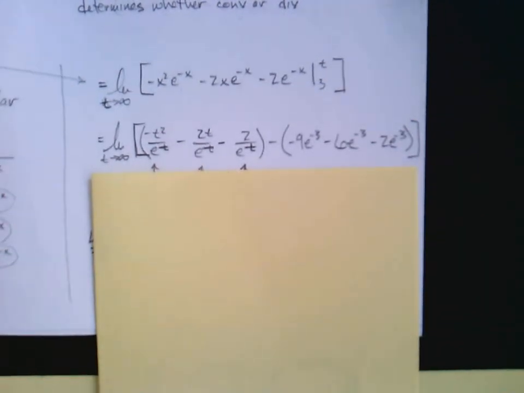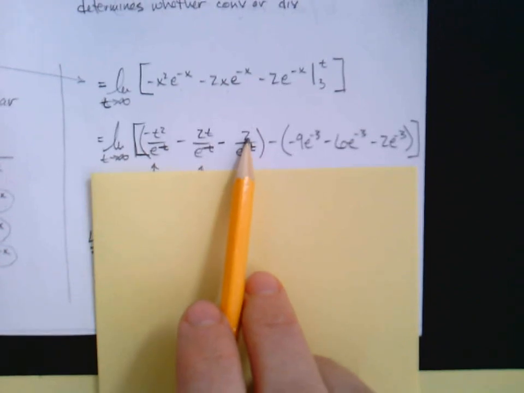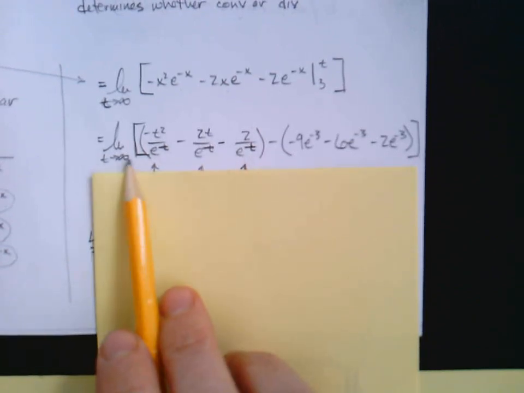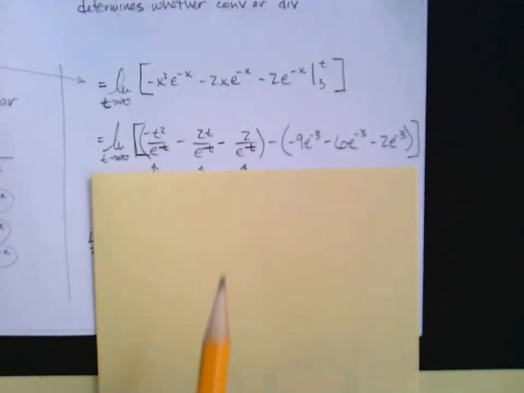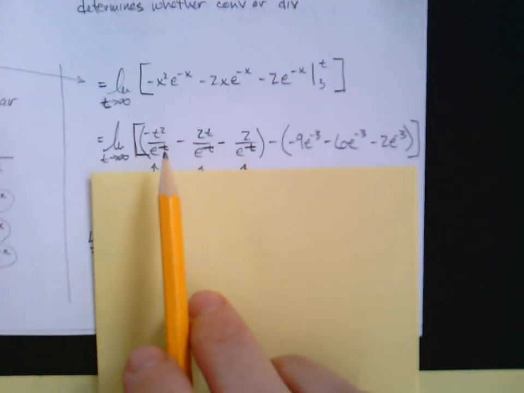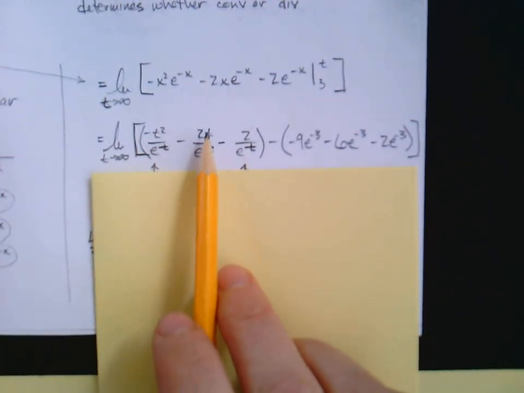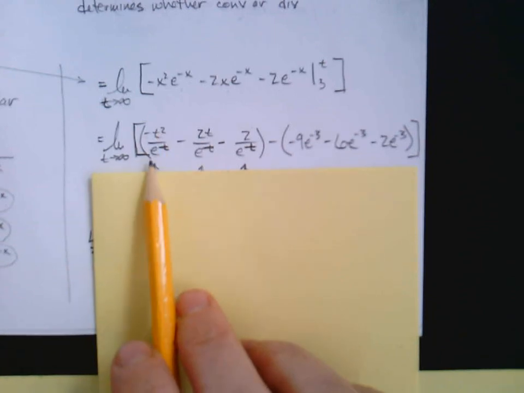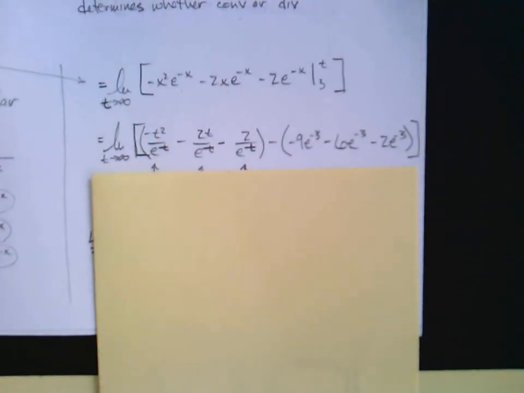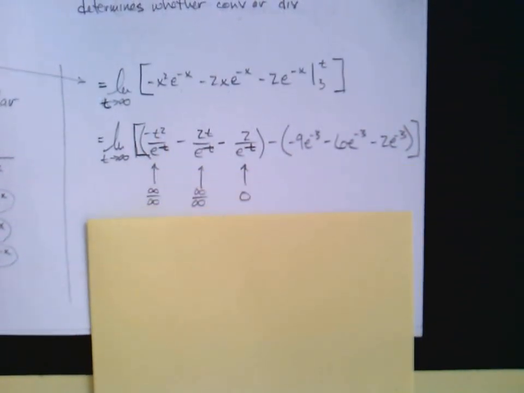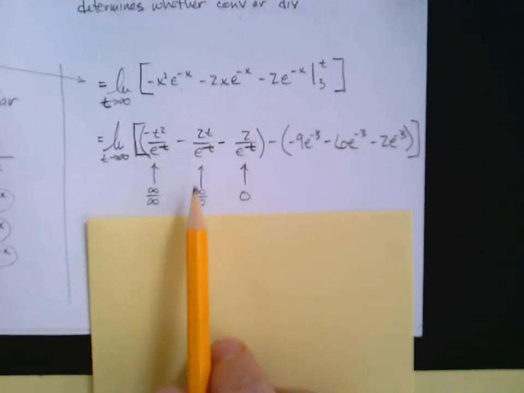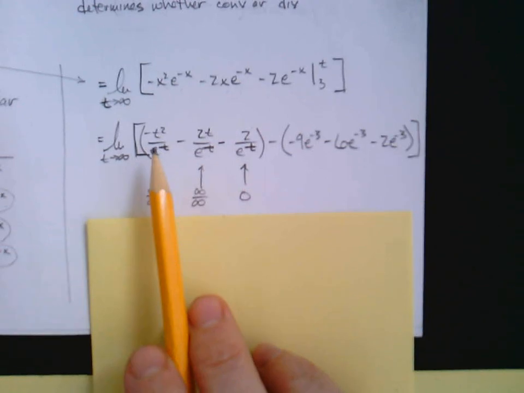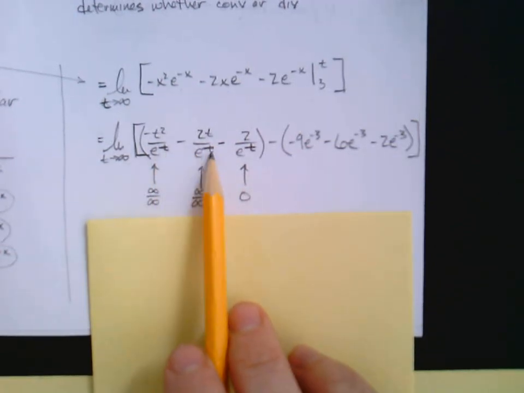Let's start with the simplest one. Where's 2 over e to the t going as t goes to infinity? Well, clearly 0, right? But the others, infinity over infinity, infinity over infinity, here's what I'm saying here. All right, 0, no problem, but both of those are indeterminate. We're going to need L'Hopital's rule on both of those guys.